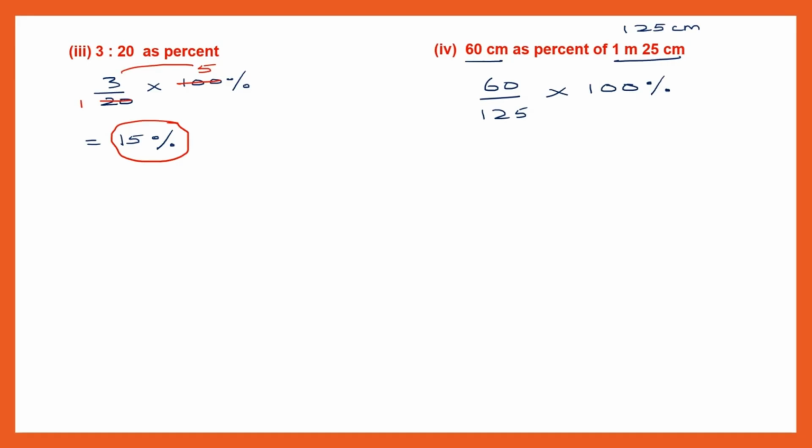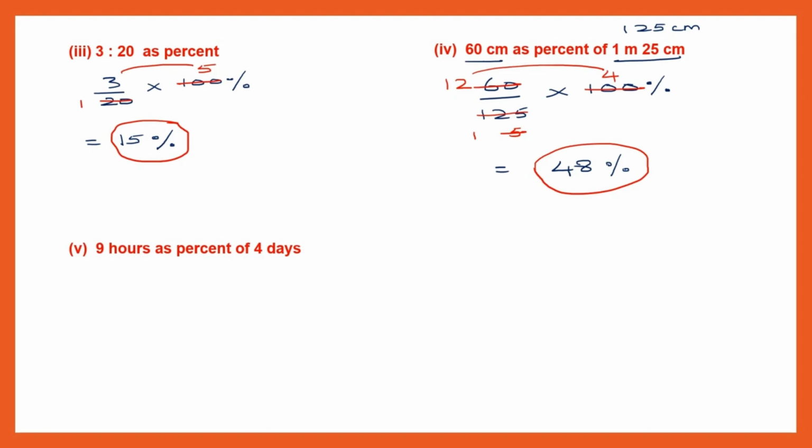Let's cancel 125 and 100 by 25. So 25 fives are 125 and 25 fours are 100. Now we can cancel 60 and 5. So 5 ones are 5 and 12 fives are 60. So both I've cancelled with 5. Now multiply the numerators. So 12 into 4 is 48, and the denominator is 1. So 48 by 1 is 48 and put the percentage sign. So our final answer here is 48%.